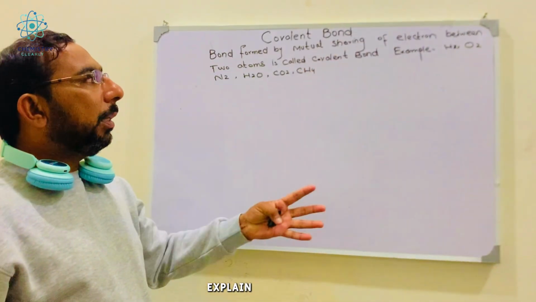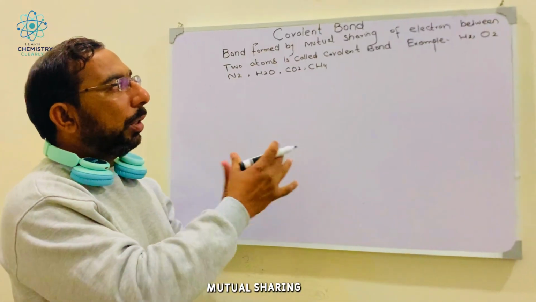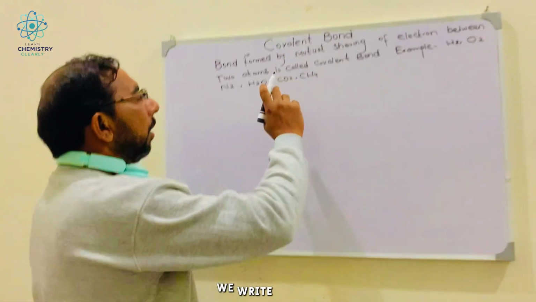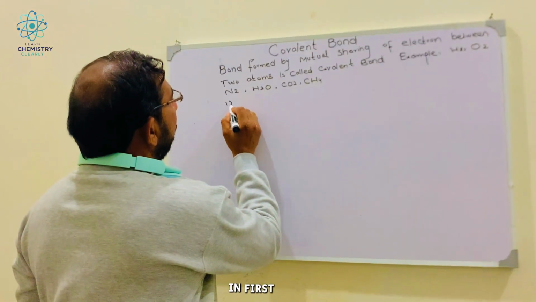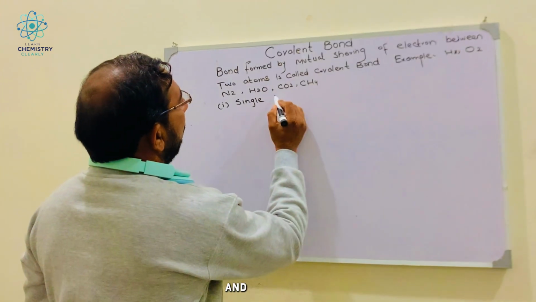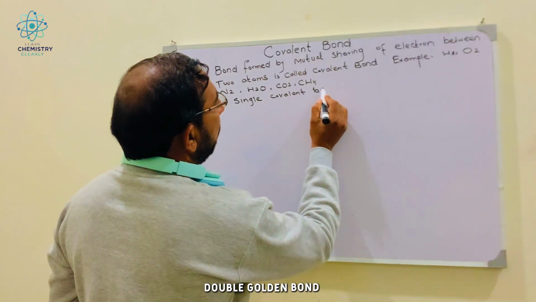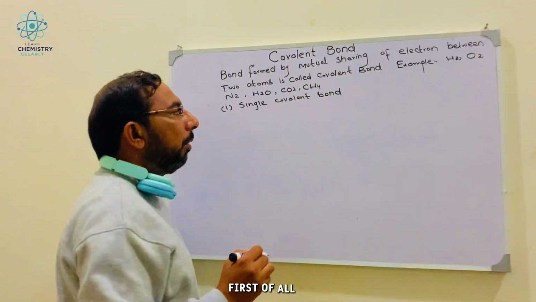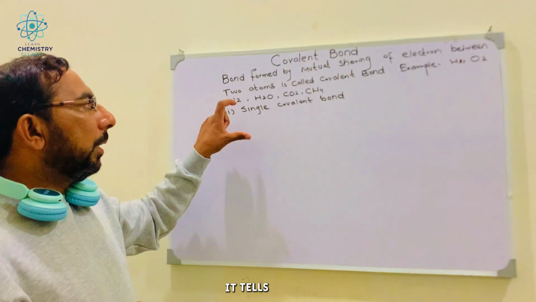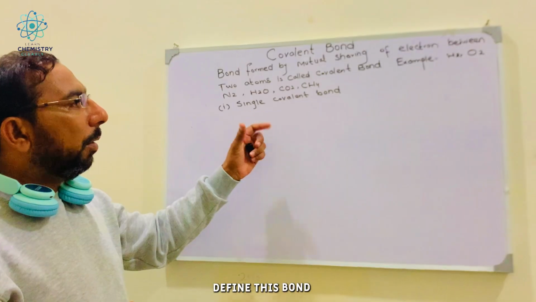Now we explain how these covalent compounds are formed by mutual sharing of electrons between their bonded atoms. First of all, we write their types: single covalent bond, and then we will discuss the other types, double covalent bond and triple covalent bond. First we define the single covalent bond. Like the word single, it tells how this bond is formed. We can define this bond in two ways.